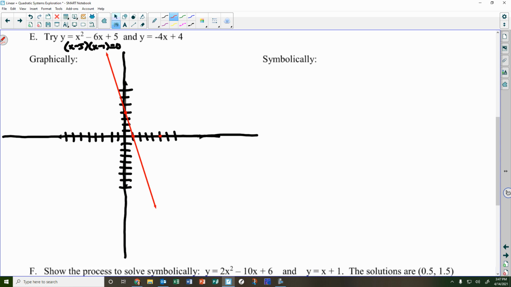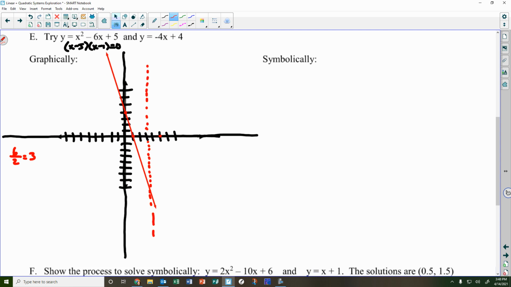Now we know that our vertex is the opposite of B, right? So B is negative 6. The opposite of B is 6 over 2A. So that's 3. So 3 is our vertex. There's our line of symmetry.